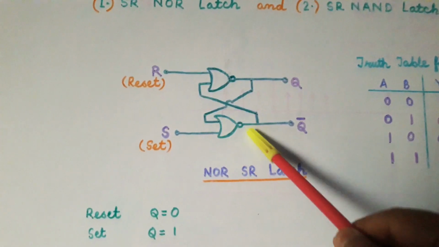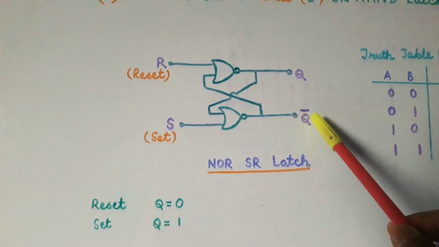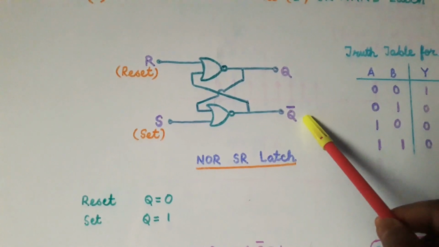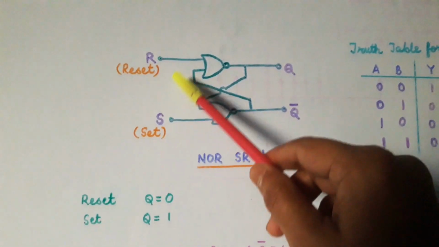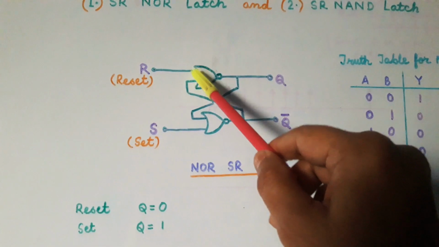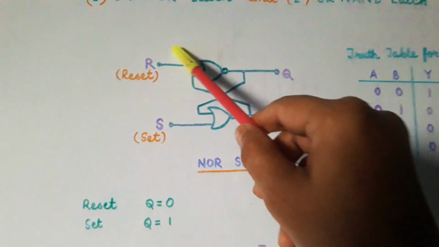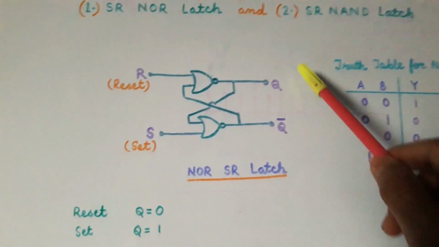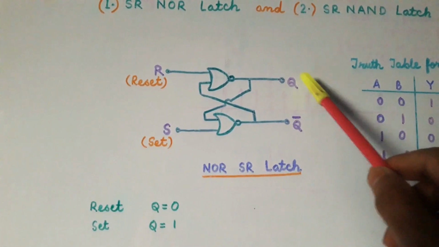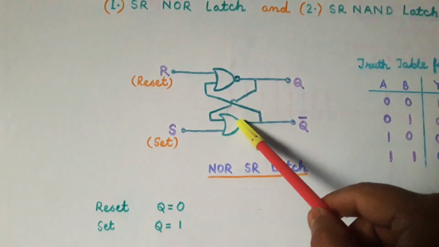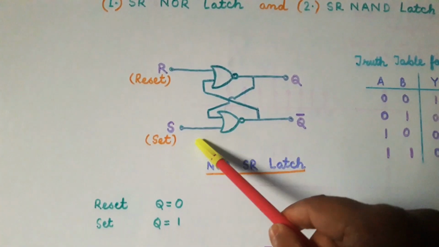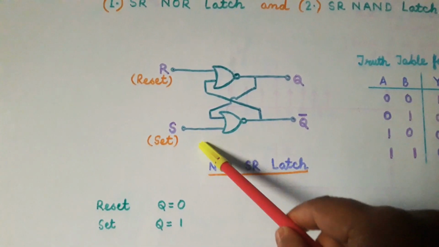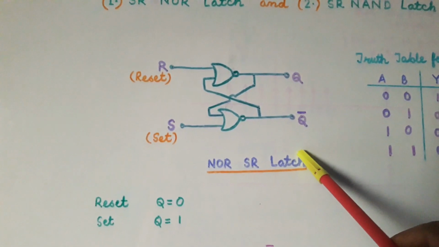Now let us come to this circuit. Here we find that the value of Q bar is 1. So this output is input to this NOR gate, and this is 0, this is 1. So 0, 1 will give 0. So we will get Q equal to 0. Now this output is input to this NOR gate. The value of this input is 0. So 0 and 0 will give 1.